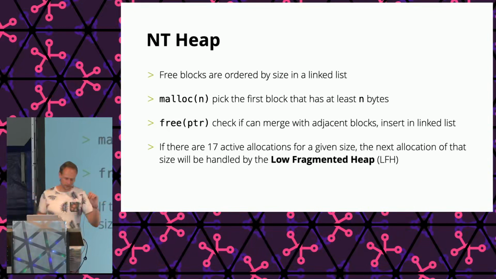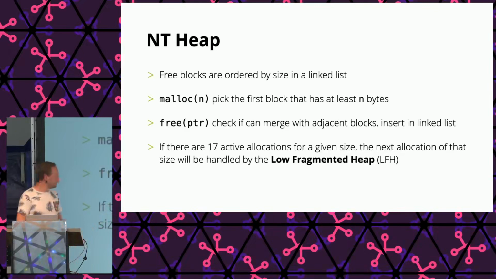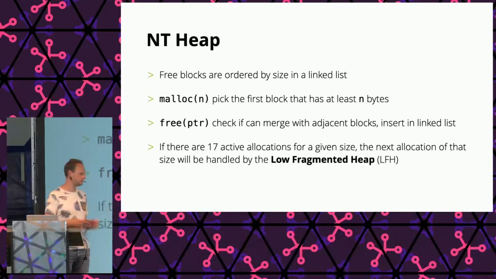One particular thing is that the NT heap also has a feature called the low fragmentation heap. This is used for allocation sizes that are very common. Then it uses a whole different heap algorithm. The low fragmentation heap is triggered whenever you do 17 allocations of a certain size. So whenever 17 allocations of a certain size are done, all requests of that specific size are handled by the low fragmentation heap. There is no going back to the NT heap once a particular size is sent to the low fragmentation heap.